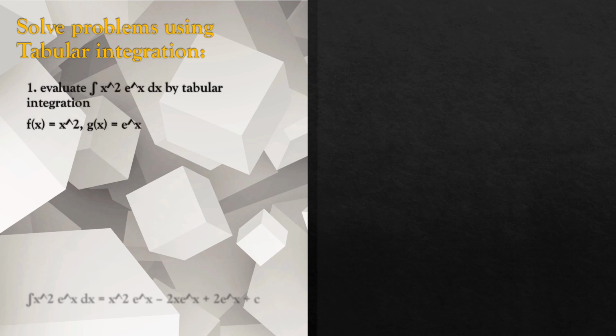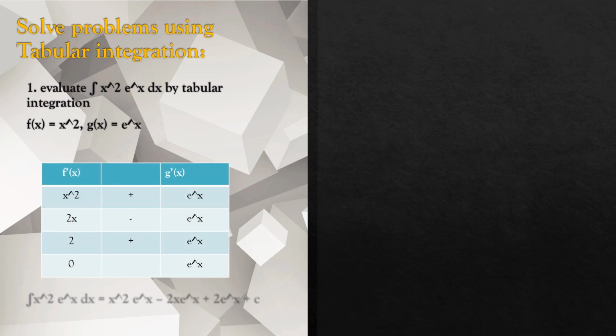First, evaluate the integral of x raised to 2 times e raised to x dx by tabular integration. Here we can make u equal to x raised to 2 and dv will be e raised to x dx. First we derive x raised to 2. The first derivative is 2x, the second derivative is 2, and the third derivative is 0 since this is constant.